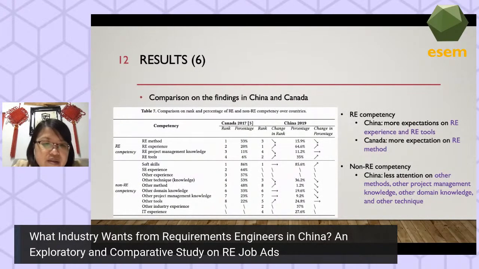This table compares the RE and non-RE competencies across countries. We find that, considering RE competence, China puts more attention on RE experience and RE tools, but Canada pays more attention to RE methods. As for non-RE competence, China pays less attention to other methods, other project management knowledge, etc.